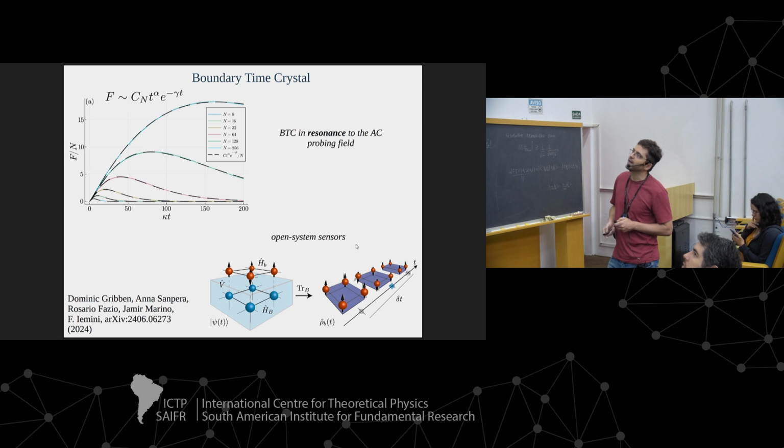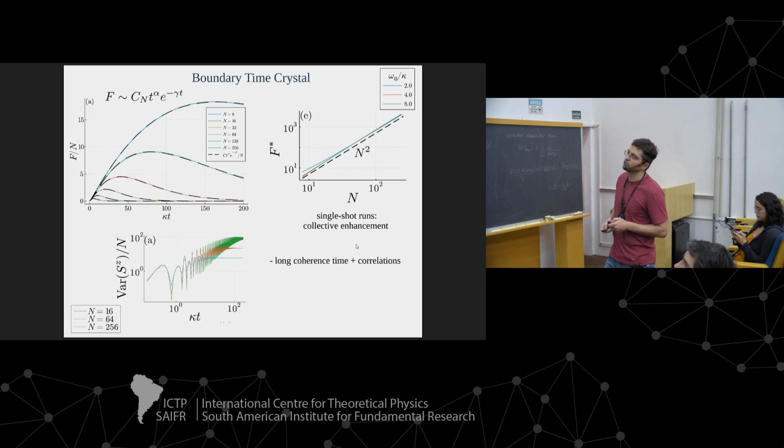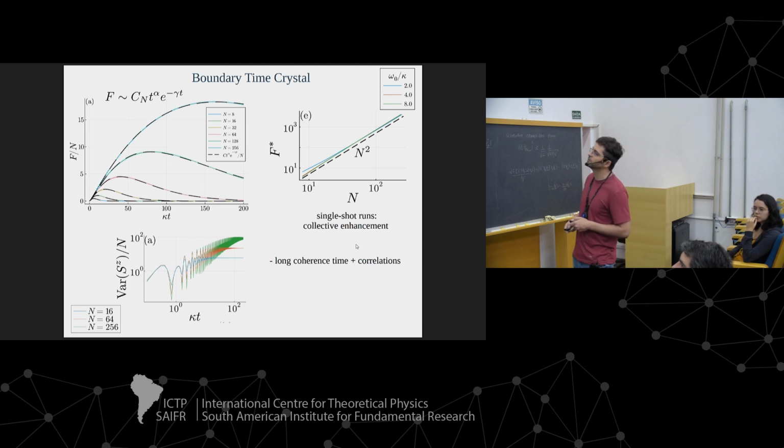But then we see that as we increase n here from 8 to more than 200, the Fisher information grows for a long, long time, has this superlinear scaling with the number of particles, saying that we are exploiting the many-body correlations, going beyond the non-correlated system. And this you can also check by just looking at how the correlations grow in my boundary time crystal. You see that as you increase the number of particles, more and more correlations are growing among the constituents.